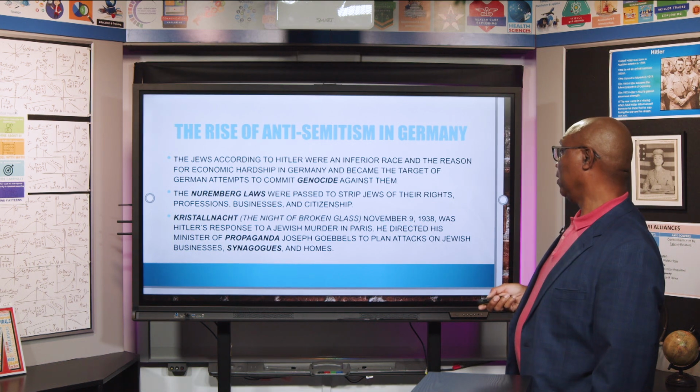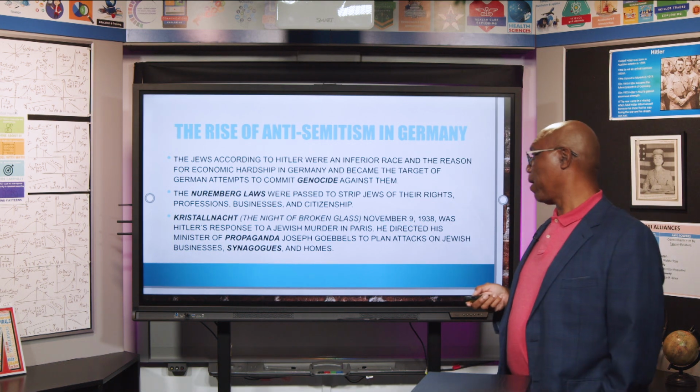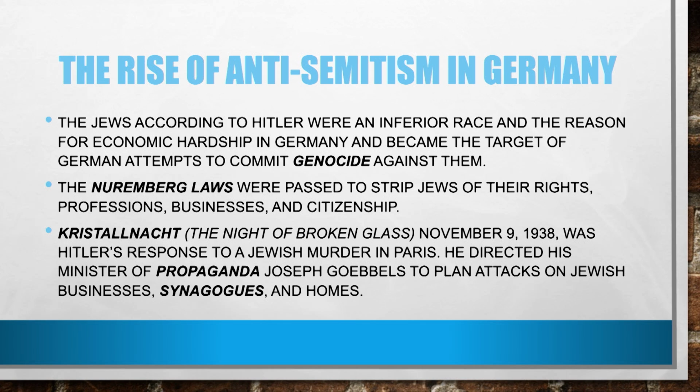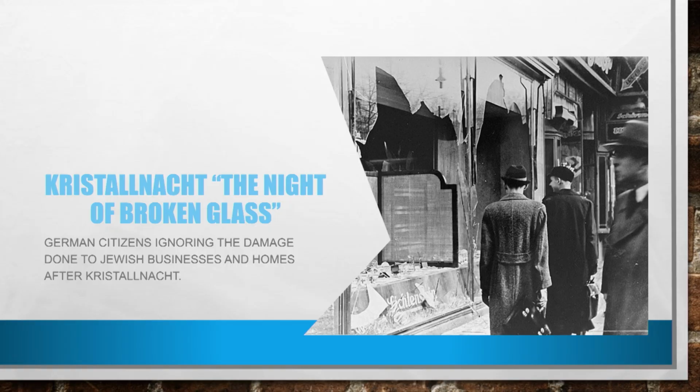So he directed his minister of propaganda, Joseph Goebbels, to plan attacks on Jewish businesses, synagogues, and homes, and that's what Kristallnacht becomes. Kristallnacht means the night of broken glass, and what we want you to do is look at what happens during the night of broken glass. What we're finding is German citizens walking by and seeing some of the damage that happened to Jewish businesses.